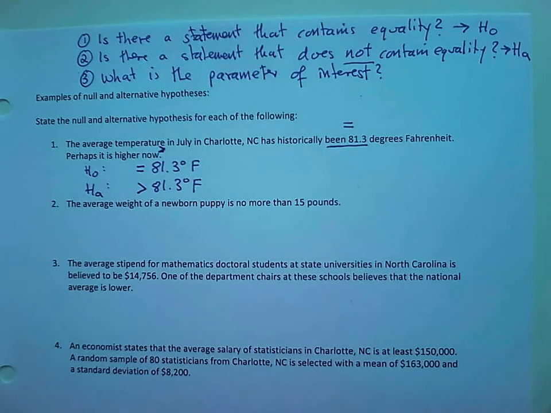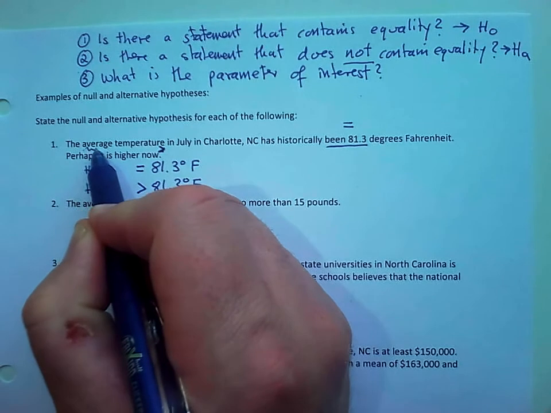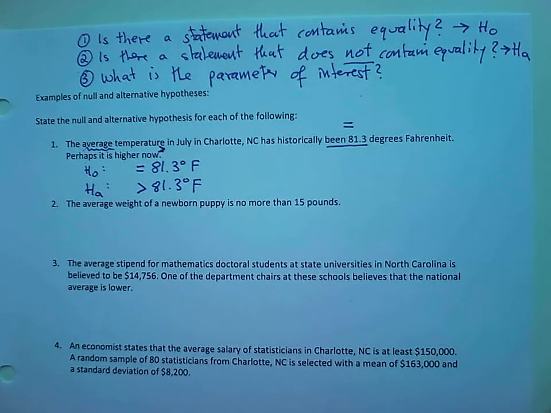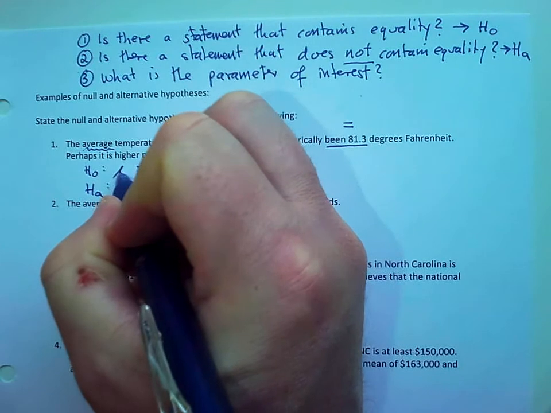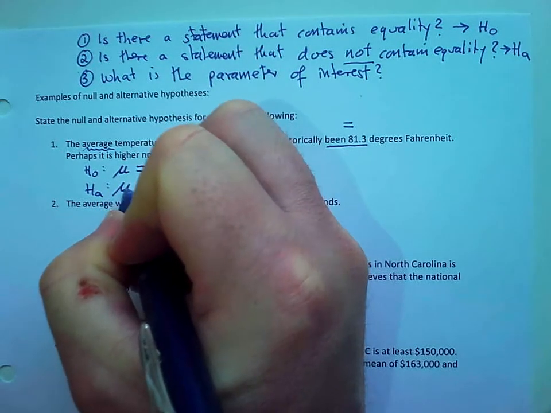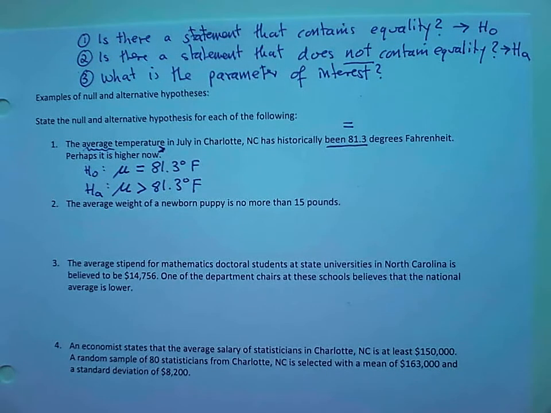So here we're talking about the average temperature. Therefore the parameter that we're interested in is mu, and that's what we're going to write right here. If we had determined that we were dealing with some proportion, then we would have written p where we just wrote the symbol mu. And here we have it. We've written our first null and alternative hypothesis for chapter 8.